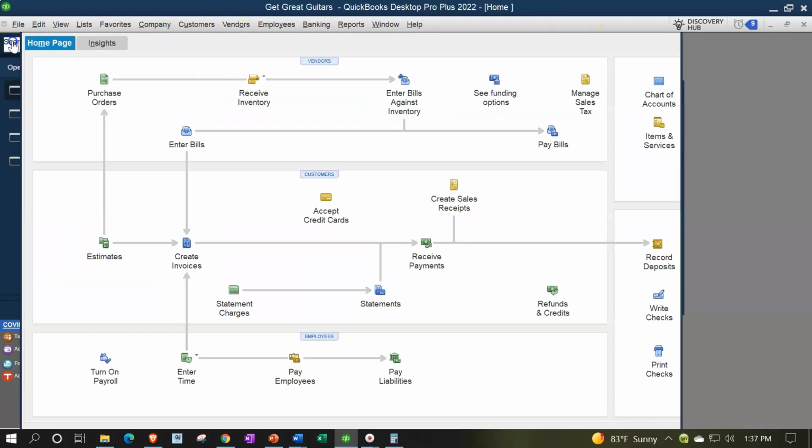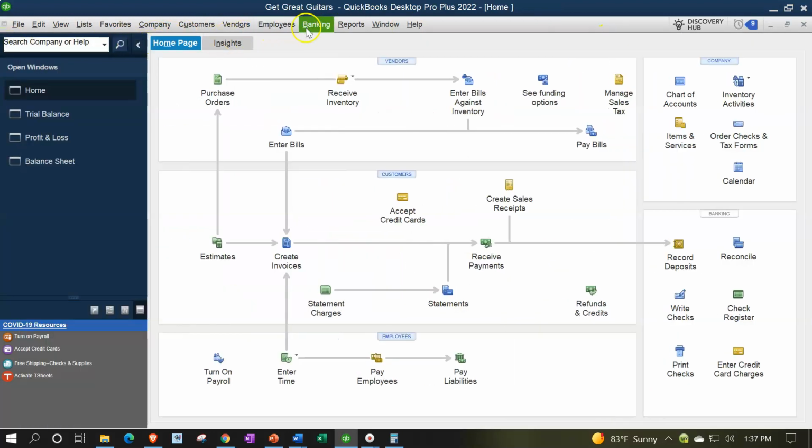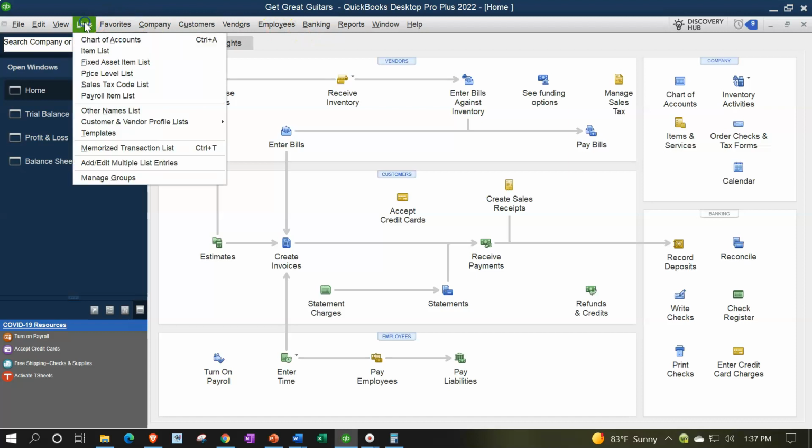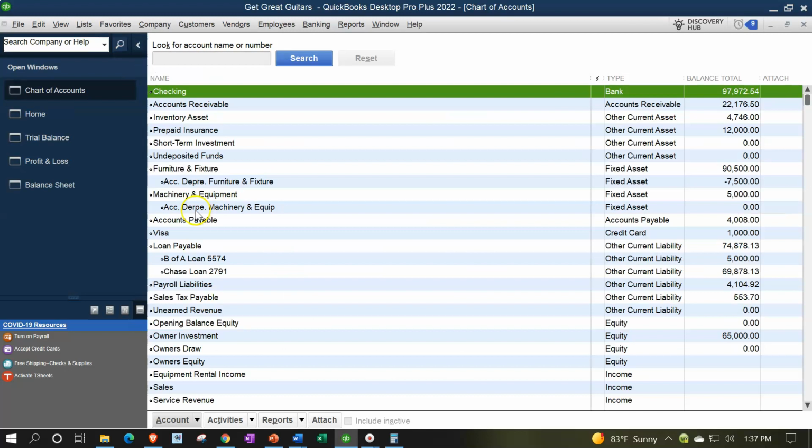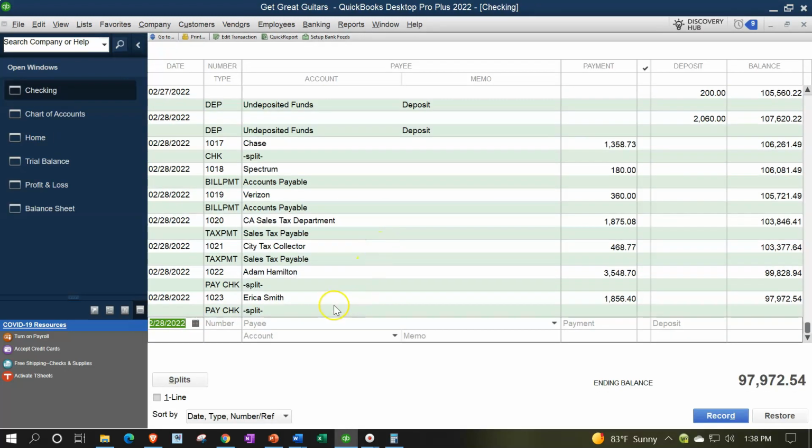Let's open the caret on the left-hand side. And I usually like to see it on the actual register. Sometimes I'll go to the lists drop-down to do that, the chart of accounts. If we take a look at the checking up top and double-click on that, going into the register, there's our two paychecks indicated with a little paycheck thing.